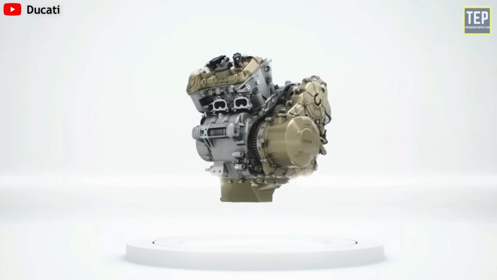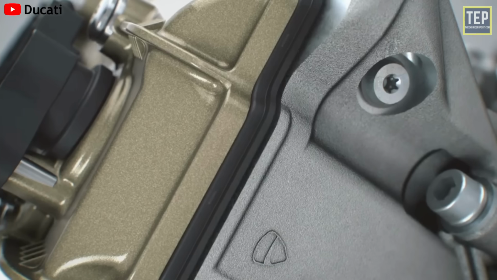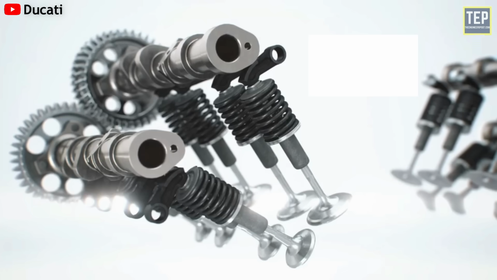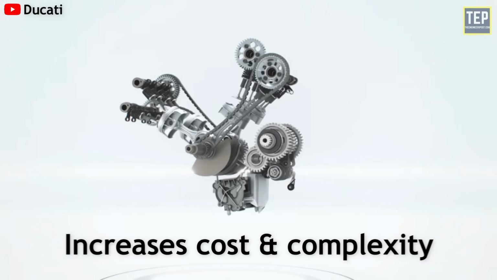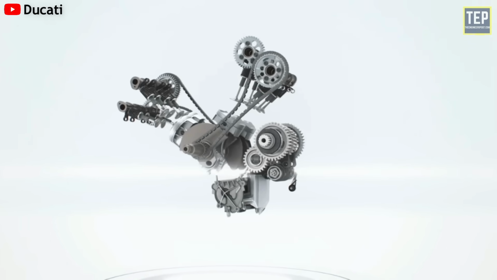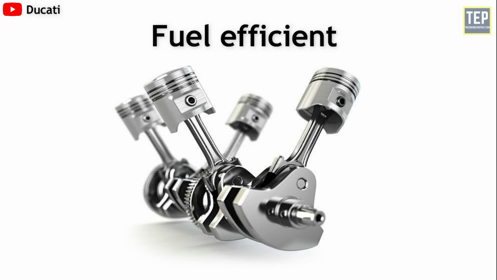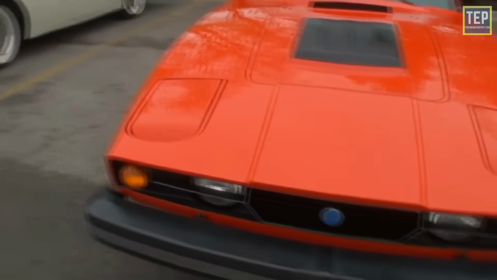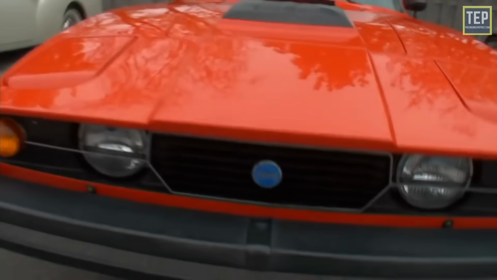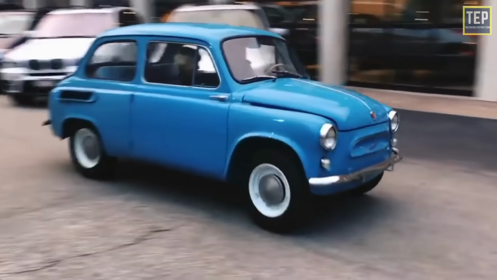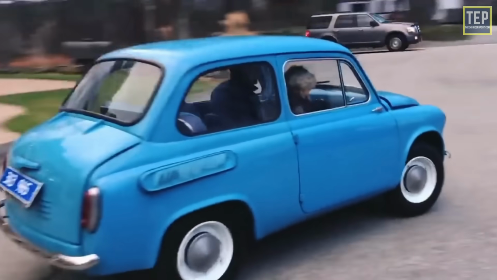Disadvantages of V4 engines include its design being inherently wider compared to inline 4 engines. Having two separate banks of components increases cost and complexity. Four-cylinder engines tend to be fuel efficient and are a great buy if you are looking for a small and reliable car. These engines are commonly found in smaller, compact cars, which are easier to maneuver and park.